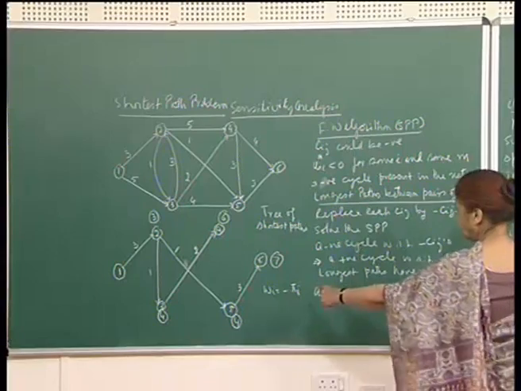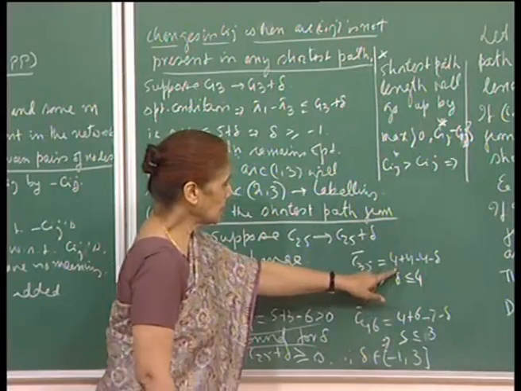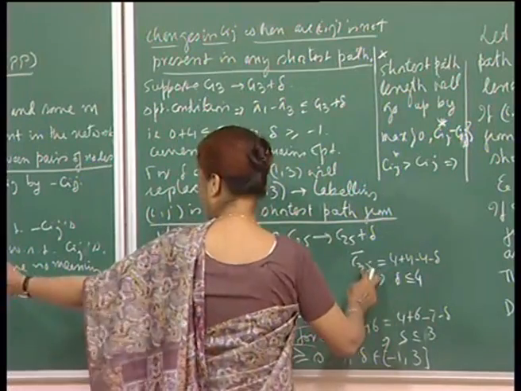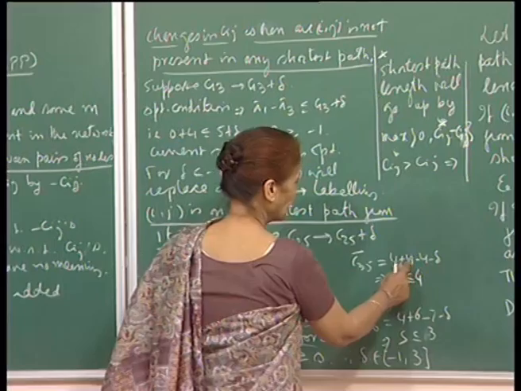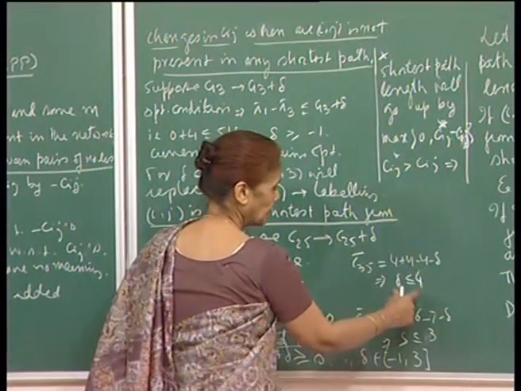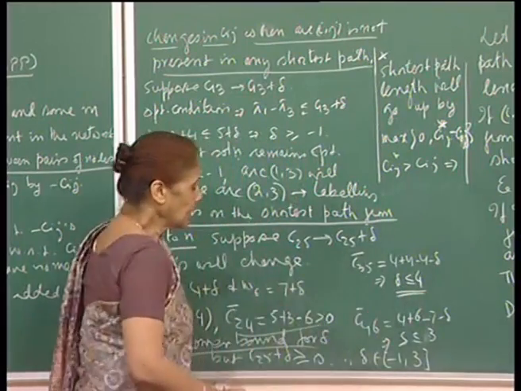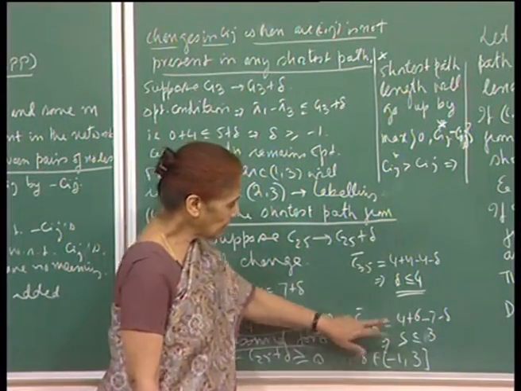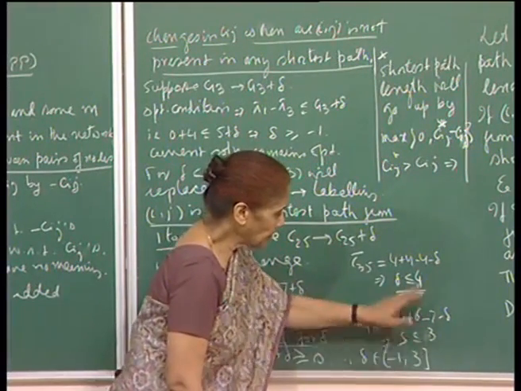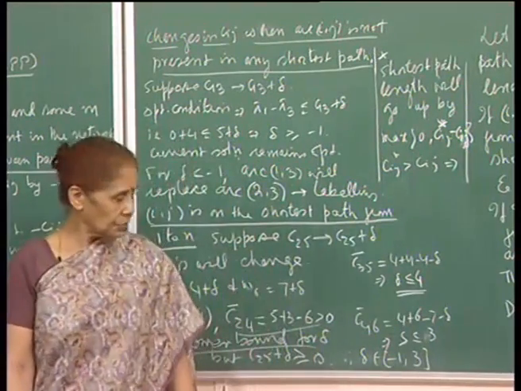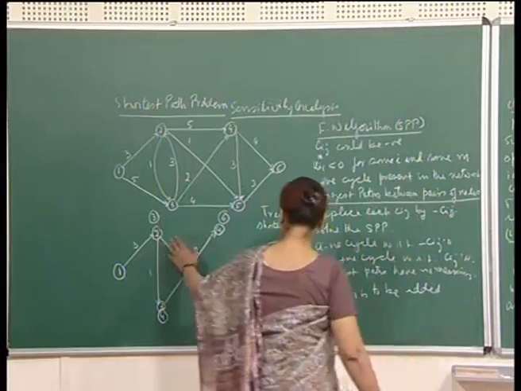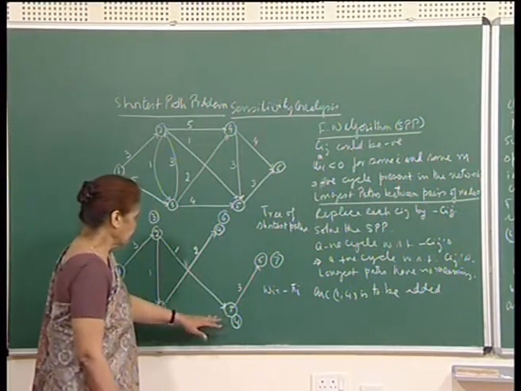And then C bar 3 5, if you look at the arc 3 5, then the optimality condition requires 4 plus 4 minus delta, right, because the cost is 4, then minus pi 3 plus pi 3 minus pi 5. So, this gives you delta less than or equal to 4. Similarly, if you compute C bar 4 6, this gives you delta less than or equal to 3. Since both of them have to be satisfied, your delta has to be less than or equal to 3.